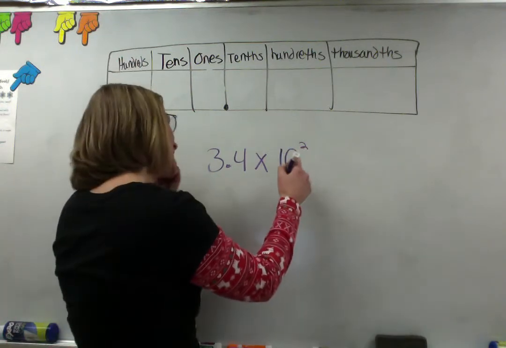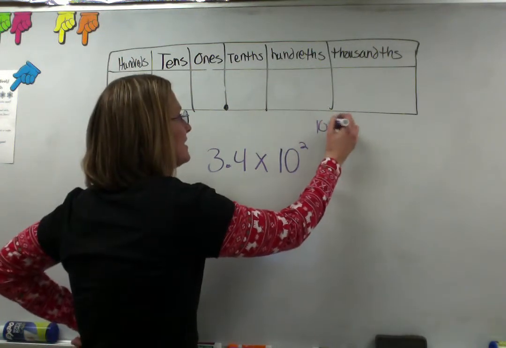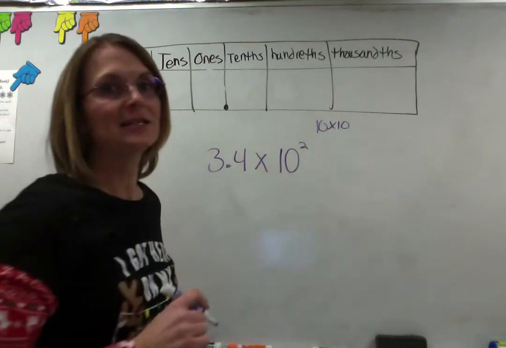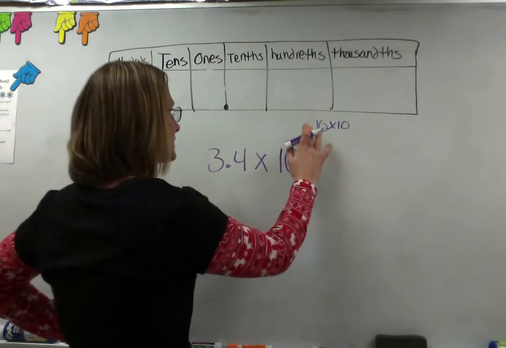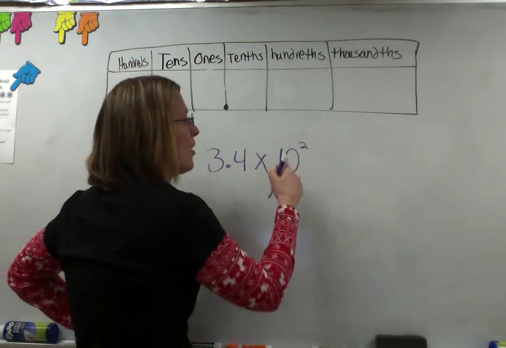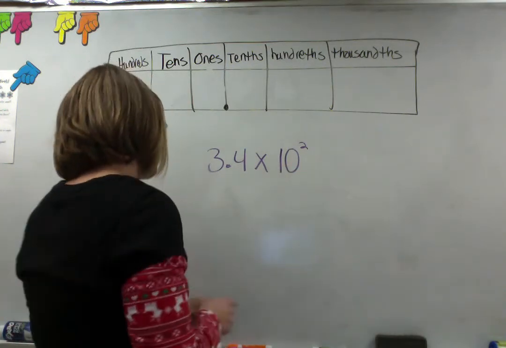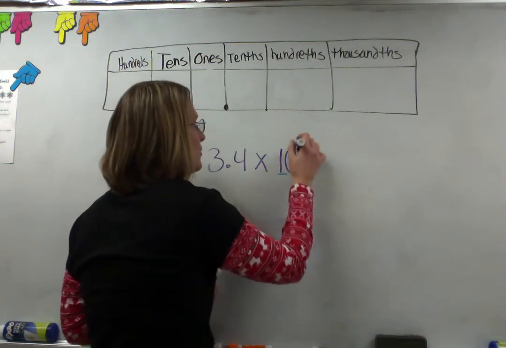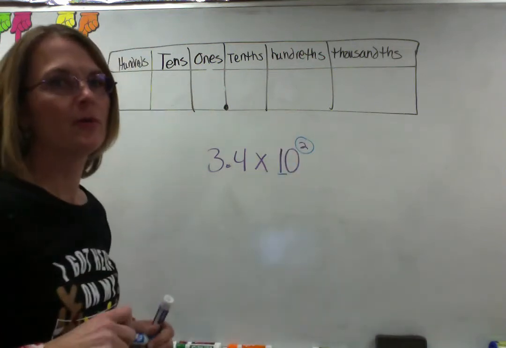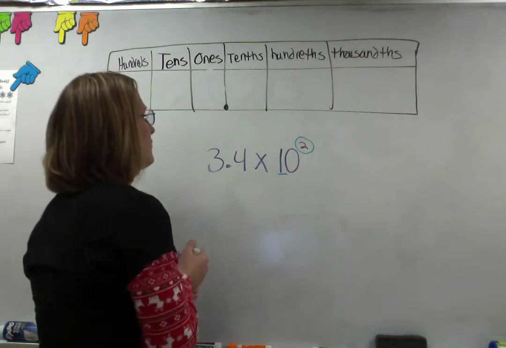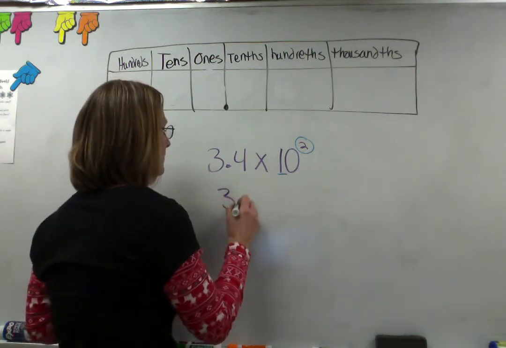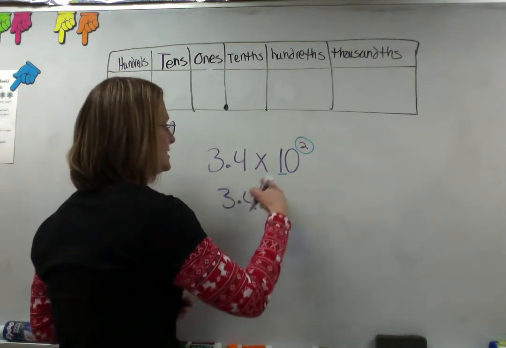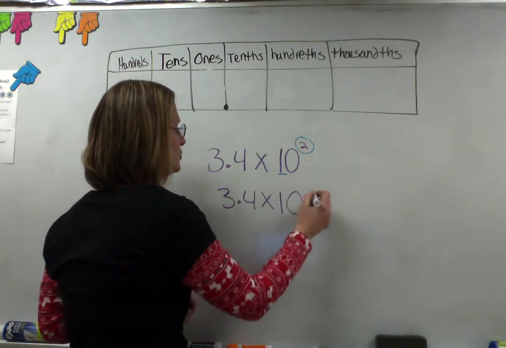So 10 to the second means that you've multiplied 10 times 10. It is not 10 times 2, it is 10 times 10. 10 times 10 is 100. One trick that we talked about a while ago is 10 to the second is a 1 with 2 zeros, okay? So 3.4 times 10 to the second is the same thing as 3.4 times 100.